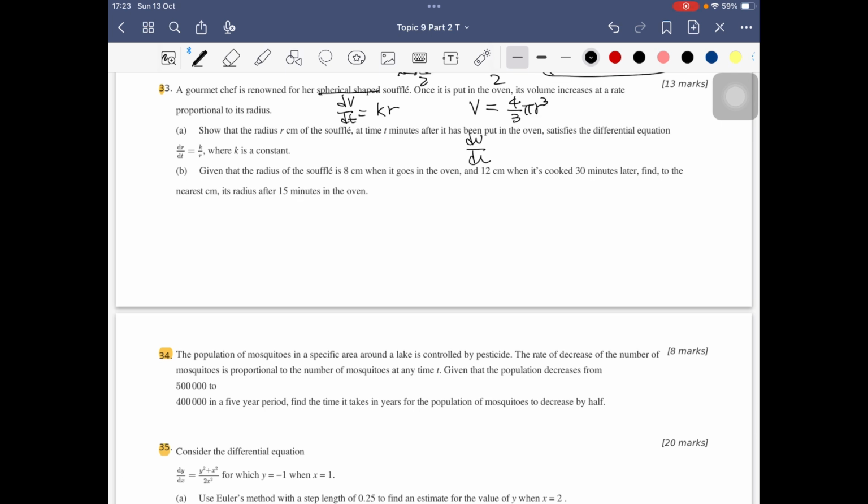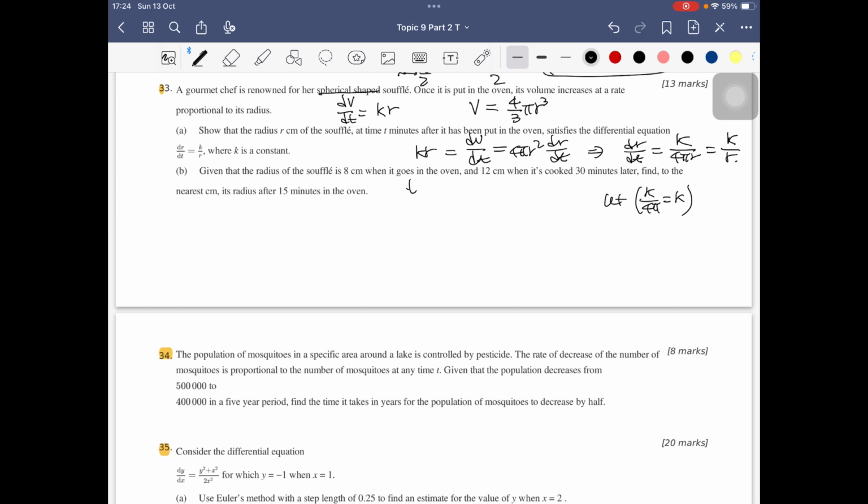So dV over dt is 4 pi r squared dr over dt. So this is kr. So now we can make it dr over dt becomes 4 pi r and k. So that's k over 4 pi, which becomes k because this is just a constant. So k over r.